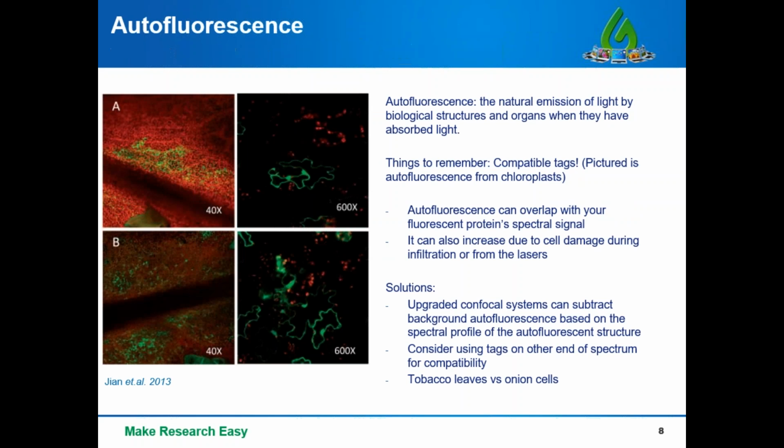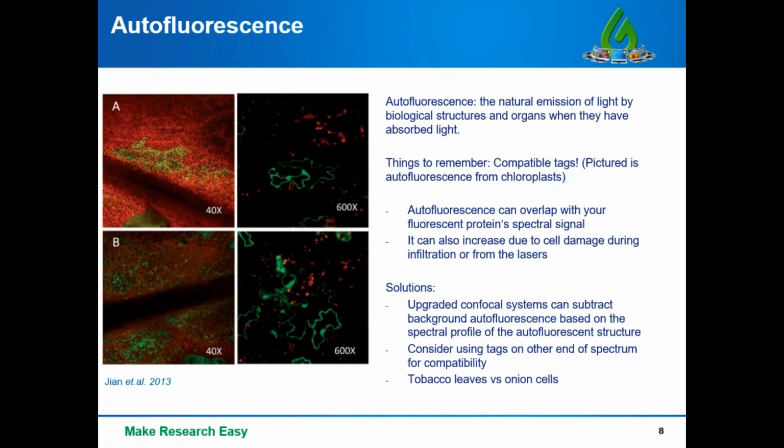So autofluorescence is defined as the natural emission of light by biological structures and organs when they have absorbed light. What we have here in the image on the left is just autofluorescence that you can see from chloroplasts in plant cells, with the green being the actual fluorescence of your fluorescent protein of choice. So some things to remember is compatible tags. As you can see here, the author of this picture was able to choose a green fluorescent protein against the background of autofluorescence of red from the chloroplasts.